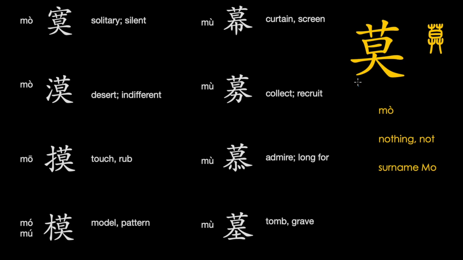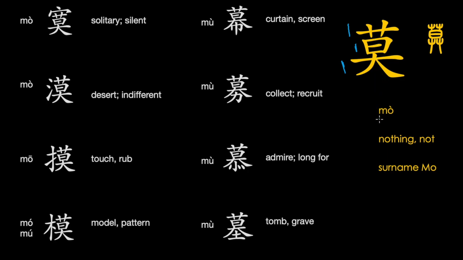And this character today is structured in the following way. The top of the character, this part over here, means grass. This part over here means sun, like the sun in the sky. And this part over here means big. So we have grass, sun, and big.